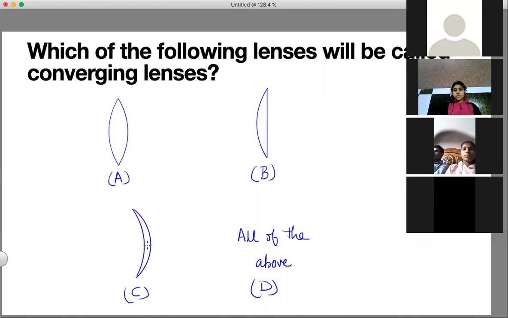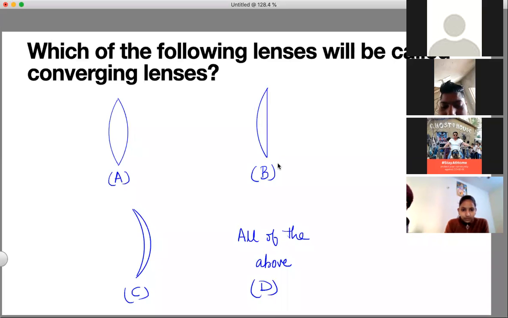Now, which of the following lenses would you call as converging lens? इनमें कौन सा converging lens है? Okay, is hello. Okay, so yeah, okay, there was some technical problem. Okay, now which ones are converging lenses? Do you know what a converging lens is?